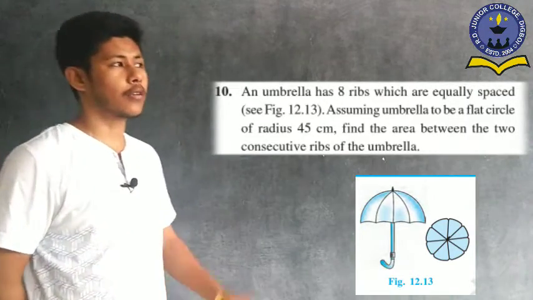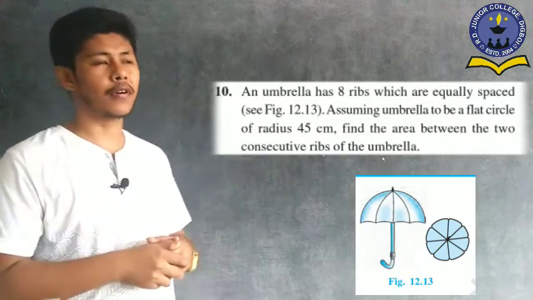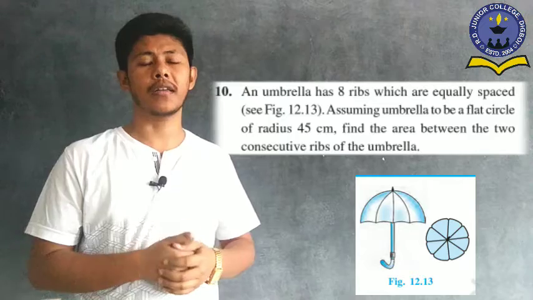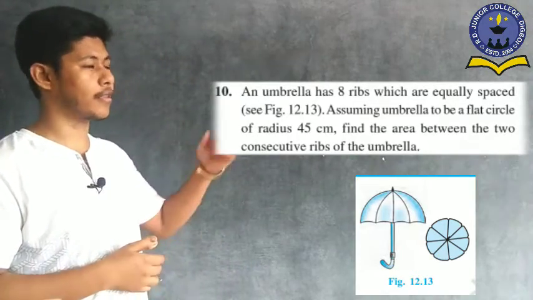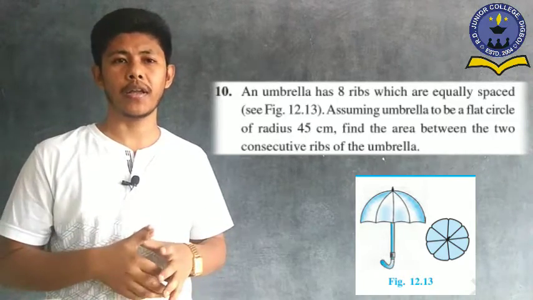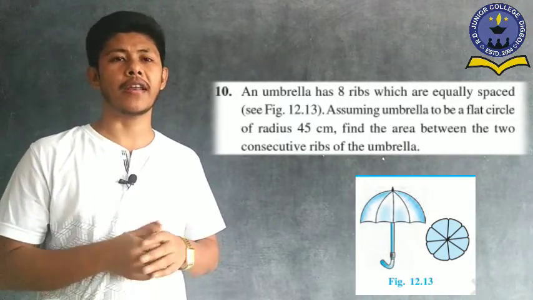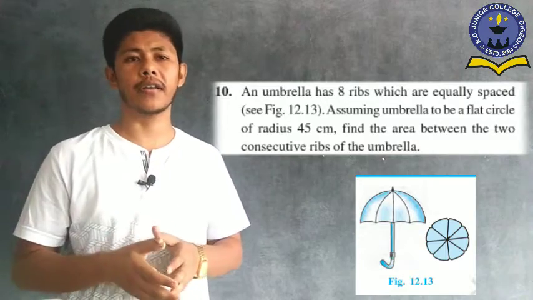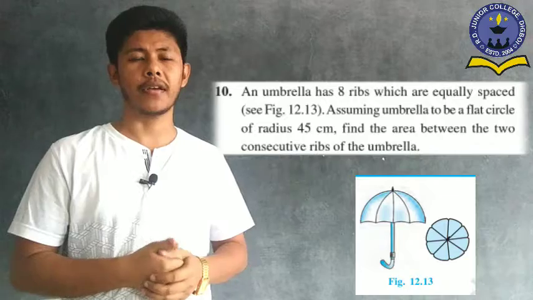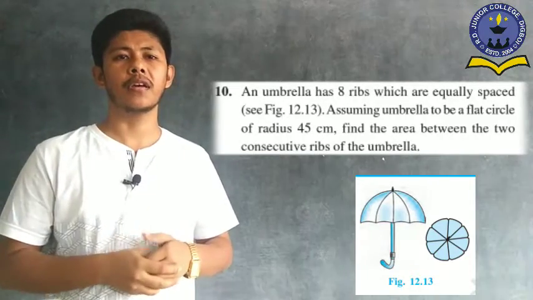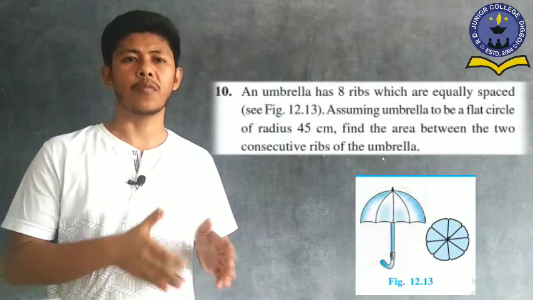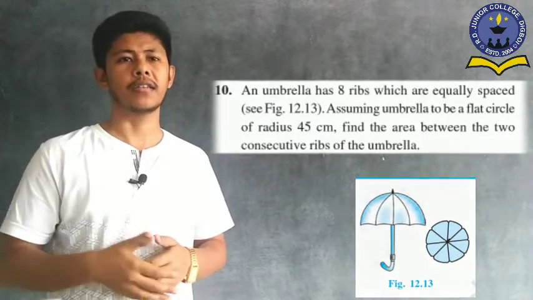Is it clear? So first of all, if you see the diagram, we have to consider it as a circle, and how many ribs are there? As you see, 8 ribs are there. So we have to make the diagram properly, and then find the area of one part. Since the radius is already mentioned, whatever the length mentioned we consider as the radius, so that means 45. So we need the angle. If we get the angle, then easily we can find the area of one part. Is it clear? Let's see how we can do this.